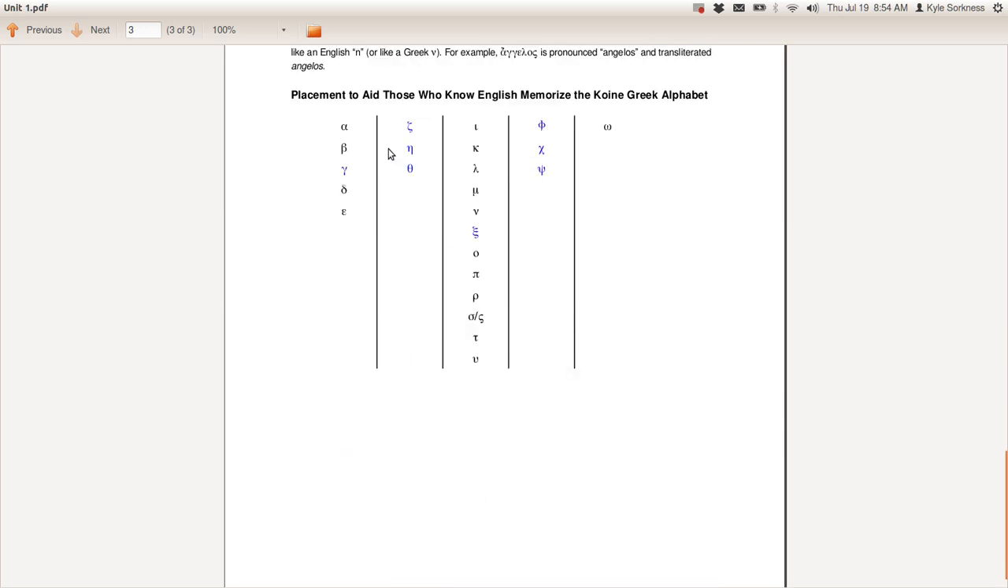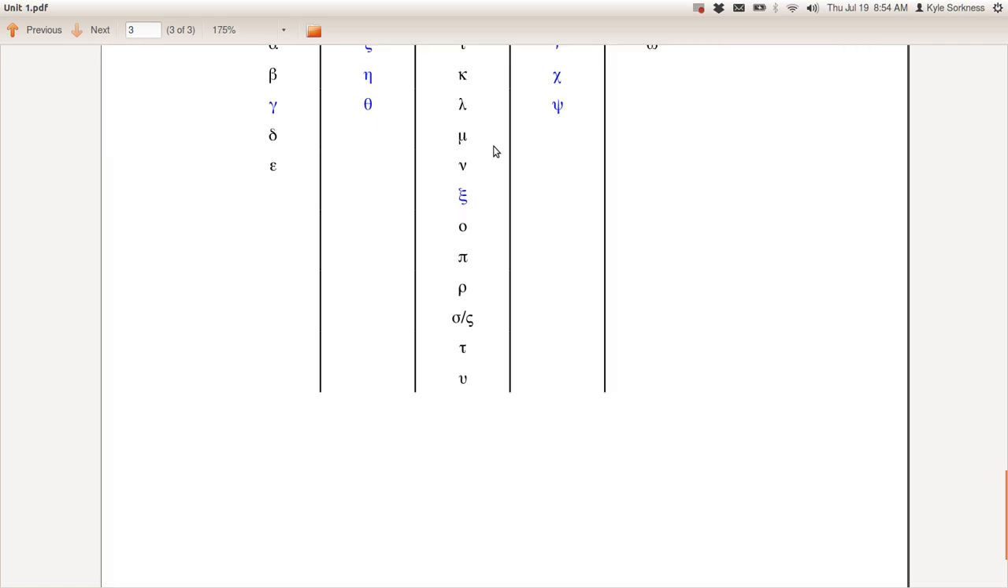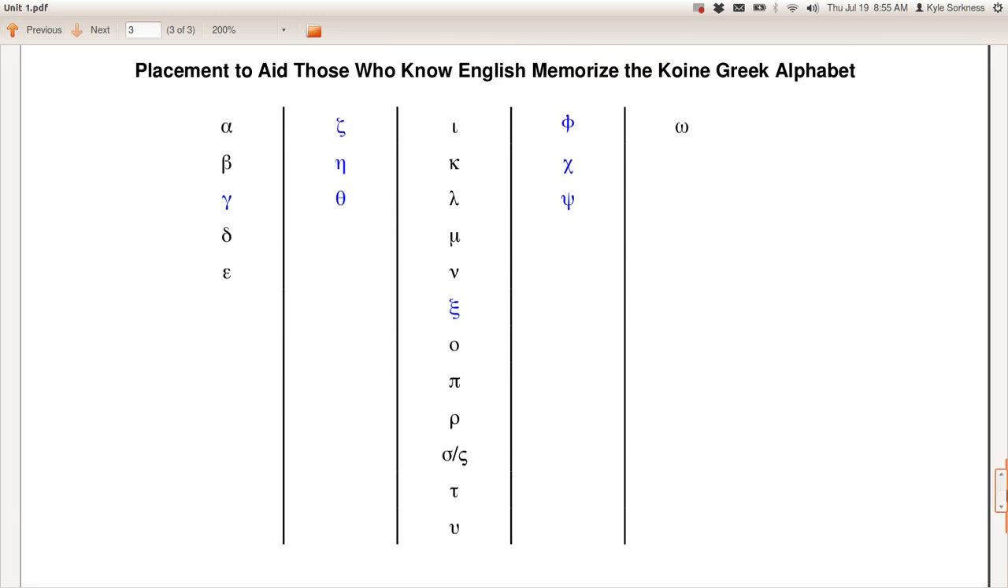Now this is something that we didn't go over in class, this placement of the letters. We're going to do that during our second session. But I mentioned that you could do this if you wanted to. I find that it's helpful when first memorizing the alphabet to put it in a way so that you can see where it parallels the English alphabet.